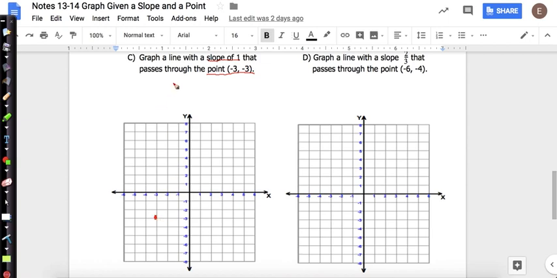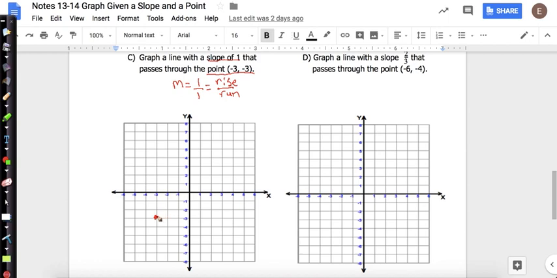Now my slope is 1, but that's not a fraction, so I can put a 1 underneath. Because remember, the 1 underneath doesn't change the value. 1 divided by 1 is still 1. But it helps me to see a rise and a run.